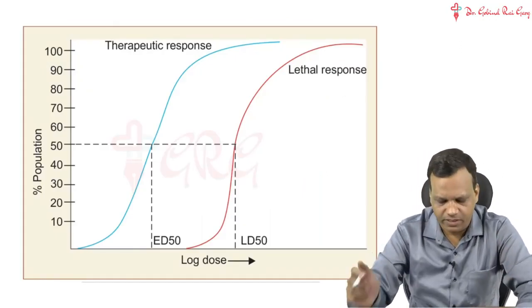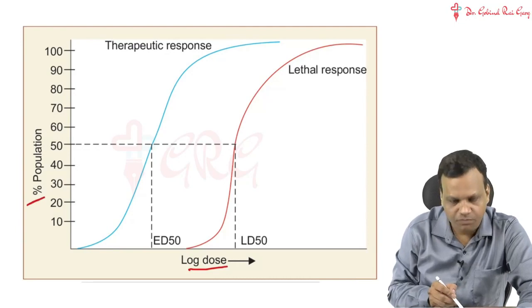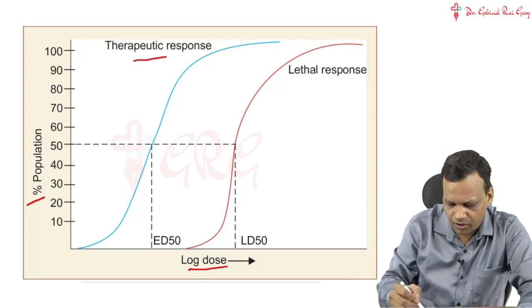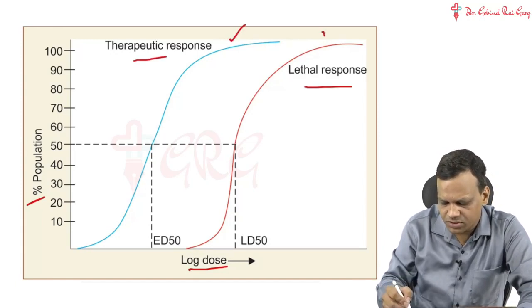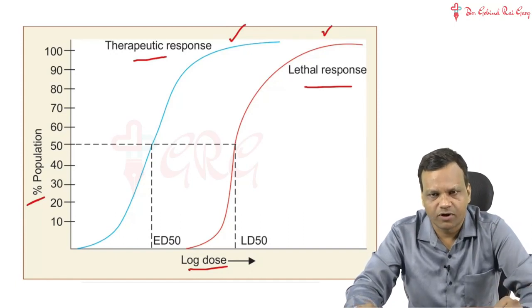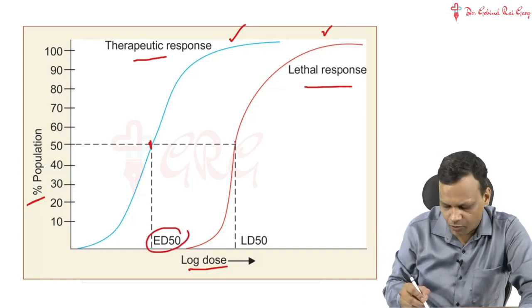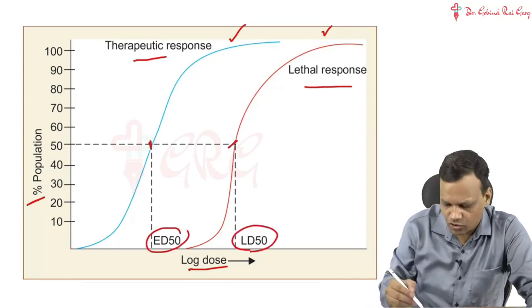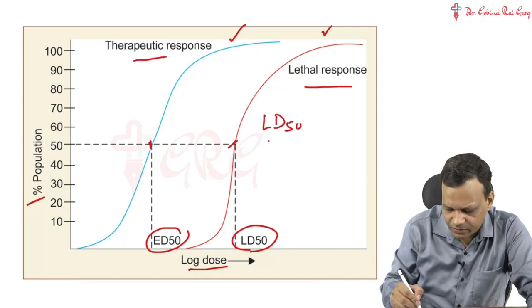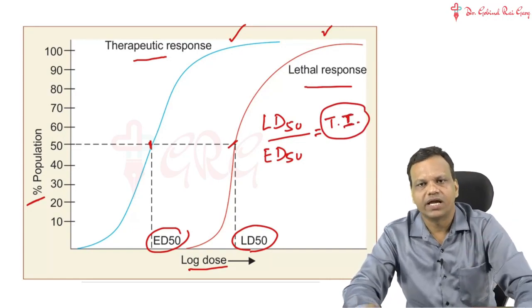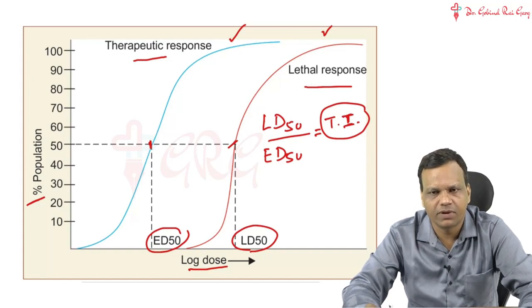So here is another quantile DRC we have plotted: log dose, percentage of population responding. We have plotted two things. One, the response, we have plotted as DRC. Then the lethal response, we have plotted as DRC. So the middle point of this will be called ED50, and the middle point of this will be called LD50. If we divide the two, LD50 by ED50, this parameter is known as therapeutic index. So therapeutic index is LD50 divided by ED50.